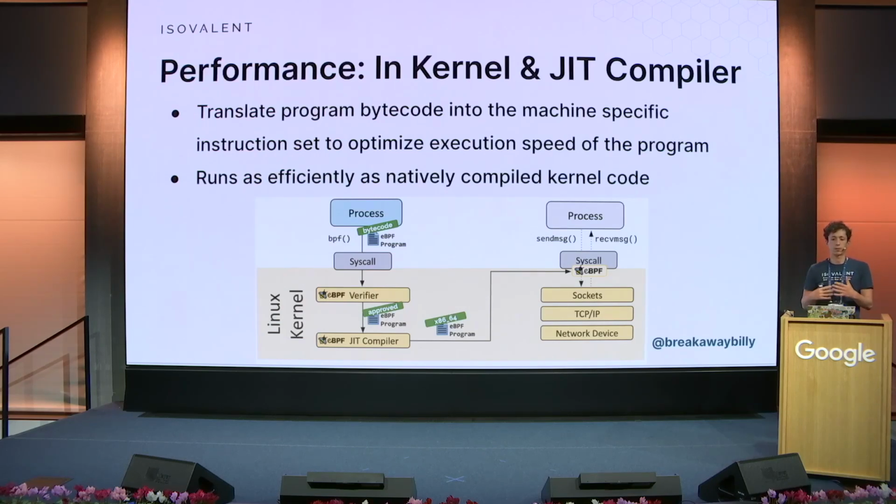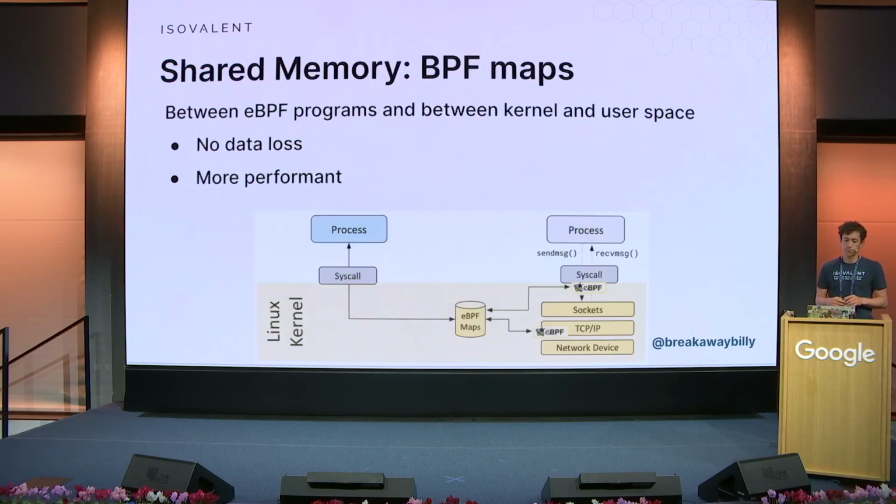The second part is around performance, right? When we're looking at the user space, kernel space paradox, you want to be able to put things in the kernel because it's a more performant way to do that. And so how eBPF helps you do that is it takes the bytecode of your program and translates it into the machine specific instruction set. And then it basically runs as efficiently as natively compiled kernel code. So rather than transferring something from kernel space to user space and then processing it there, you can process something directly in kernel space at native execution speed. So you get a massive performance boost from eBPF.